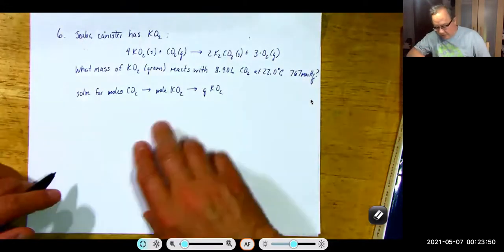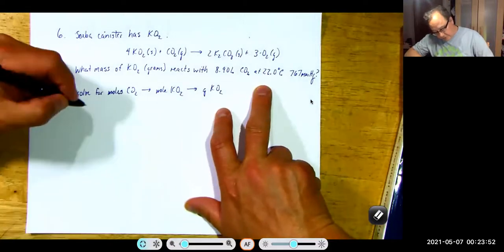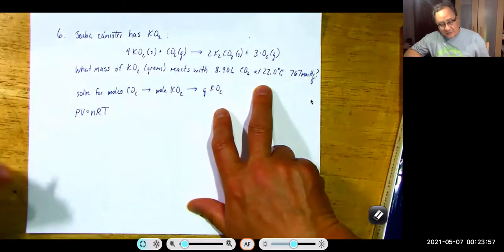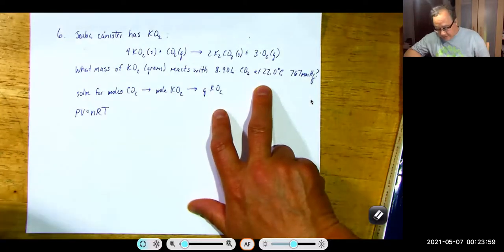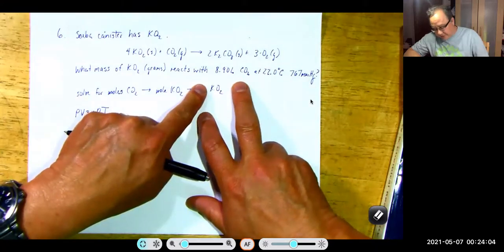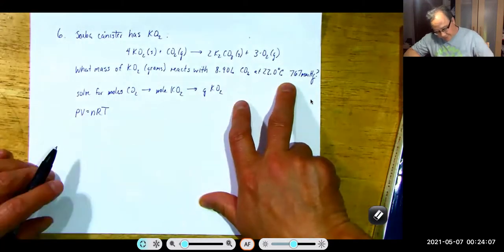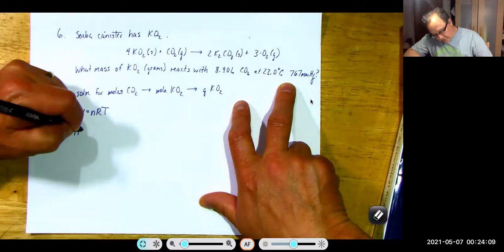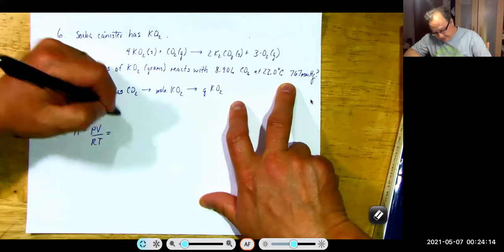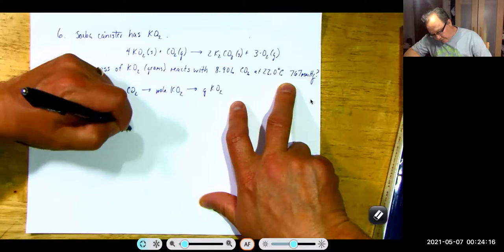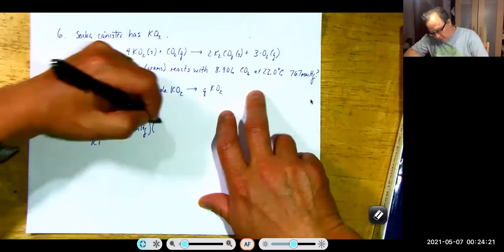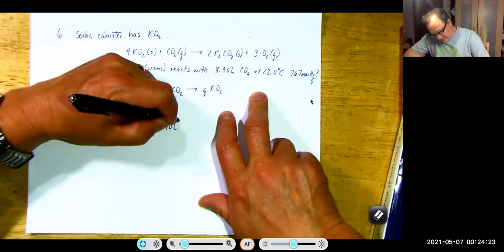So how do we solve for the moles of CO2? Well, we're going to use PV equals nRT. How come I'm not using that fancy equation P1 V1 over N1 T1? The answer is because the volume of CO2 isn't changing, the temperature isn't changing, and the pressure isn't changing. So the moles of our CO2 is going to be PV over RT. The pressure is 767 millimeters of mercury. The volume is 8.90 liters.